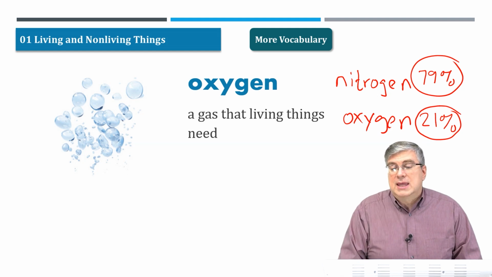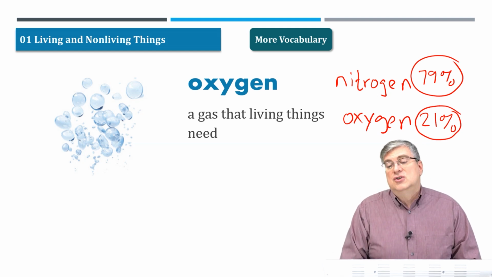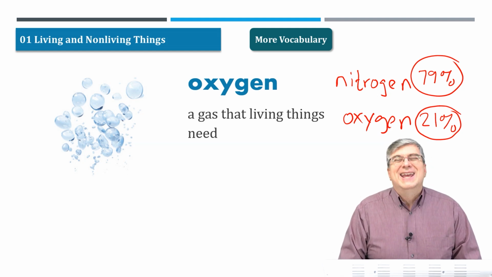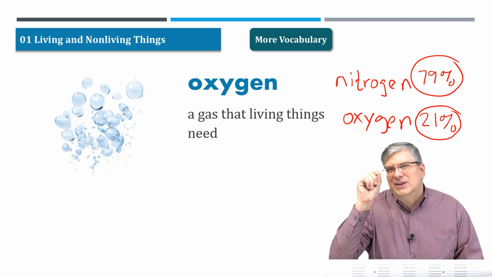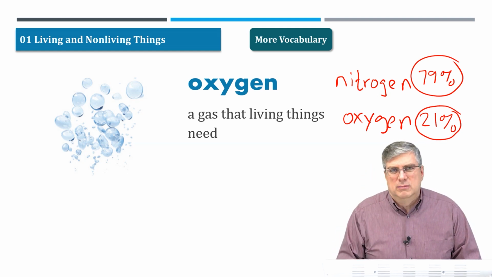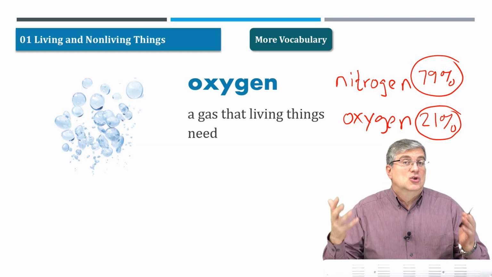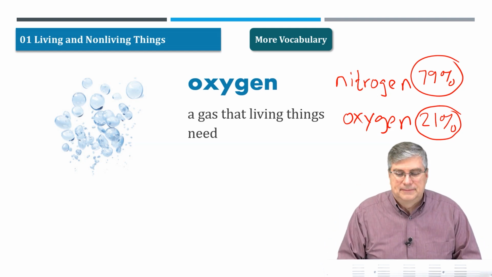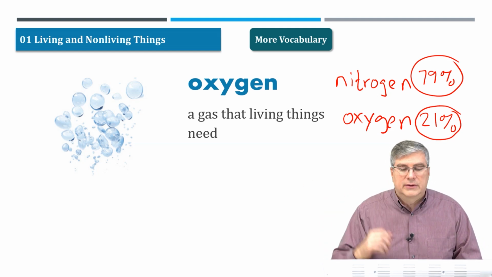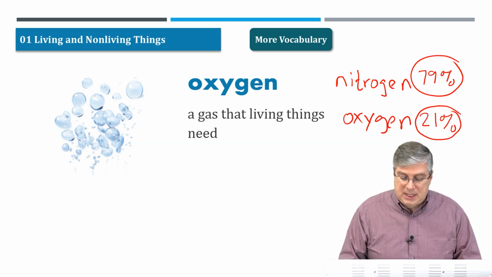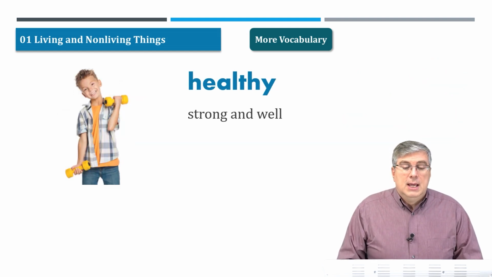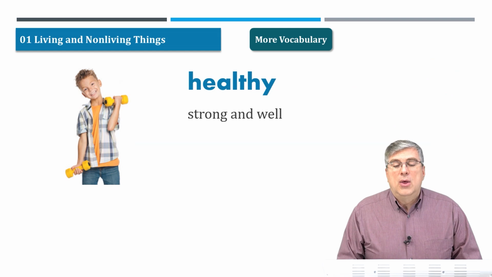We need it, fish need it, many different living things need oxygen. And mostly the air is 79% nitrogen, 21% oxygen. Yes, there are other gases, but they're very small. They're not really measurable in any typical situation. Okay, good. So oxygen is very important for us and most living things. Next, we have healthy. Healthy means to be strong and well.